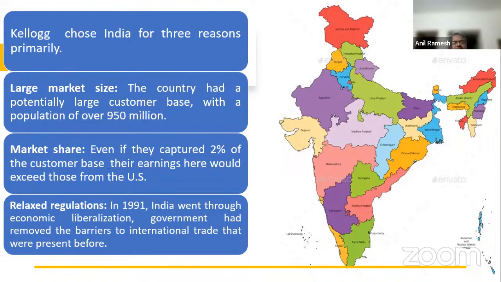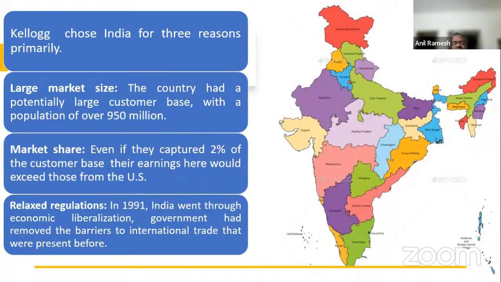And what prompted them was the LPG, liberalization, privatization, and globalization, of our ex-Prime Minister P.V. Narasimha Rao, backed by the then Finance Minister Manmohan Singh. So India went through rapid liberalization. The government had removed the barriers to international trade that were present before. Most students would be surprised that in the 80s when we were studying, from 1975 onwards till 1987, for 12, 13 years, India did not have any foreign products. Yes, you heard it right.